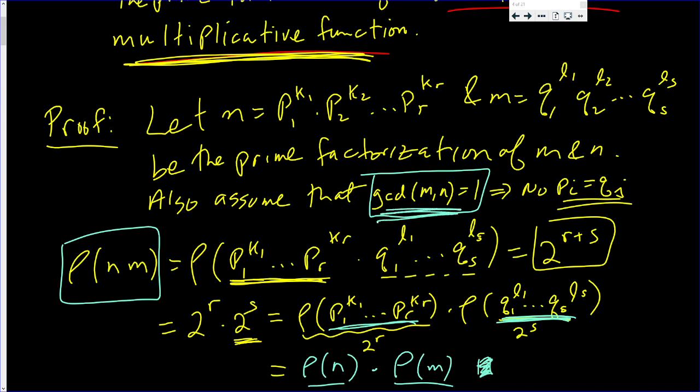Don't forget to state this part. Otherwise, your proof is not valid, because it doesn't need to be true. Well, maybe in this case it will be true even if m and n are not relatively prime. I kind of said that from here to here, but since we're talking about showing that rho is a multiplicative function, we should state that the GCD is 1.